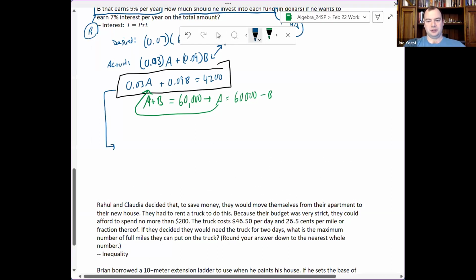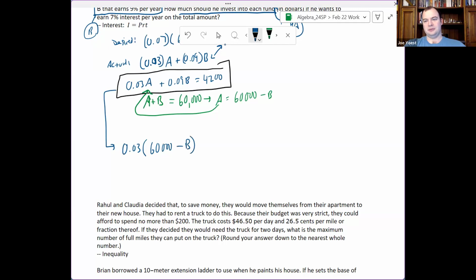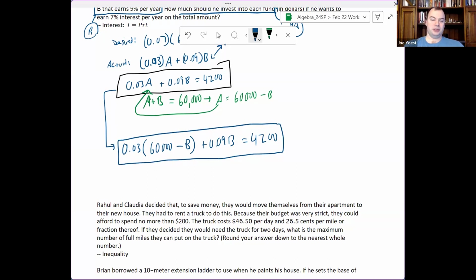So in light of this new constraint, I have 0.03 times (60,000 minus B) plus 0.09B equals 4,200. And now it looks like I have one linear equation in one variable, and I should be able to solve this for B and then figure out A. So let's do that.